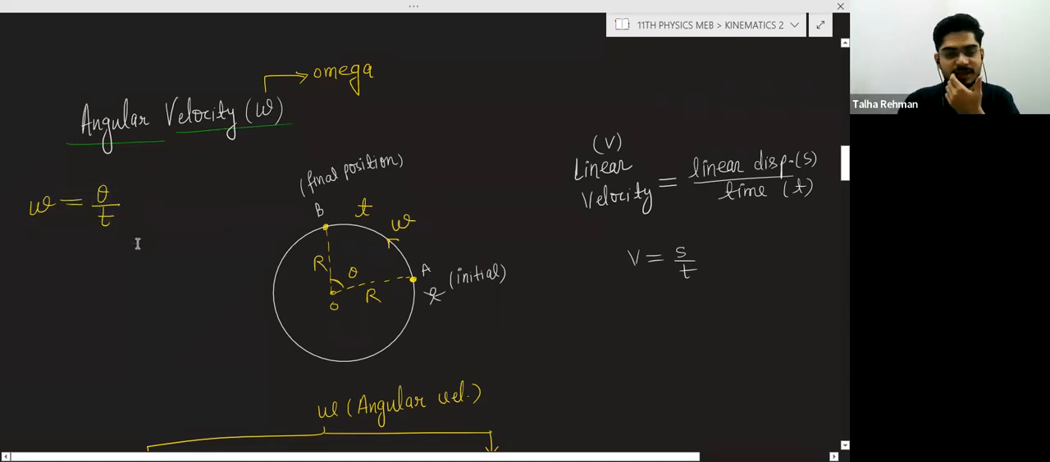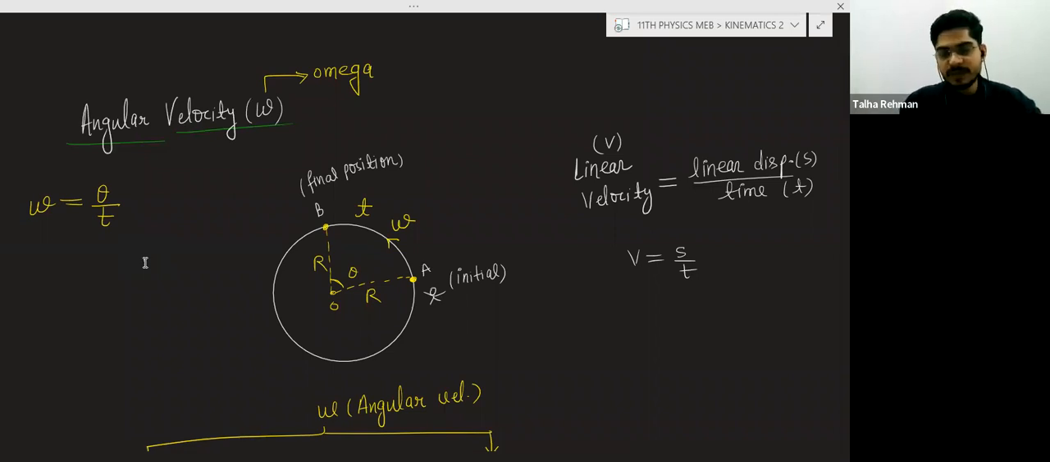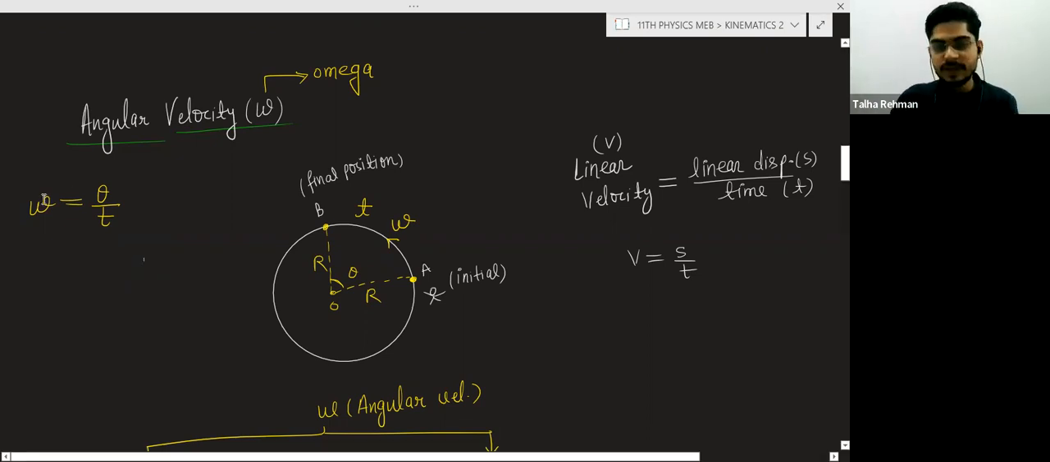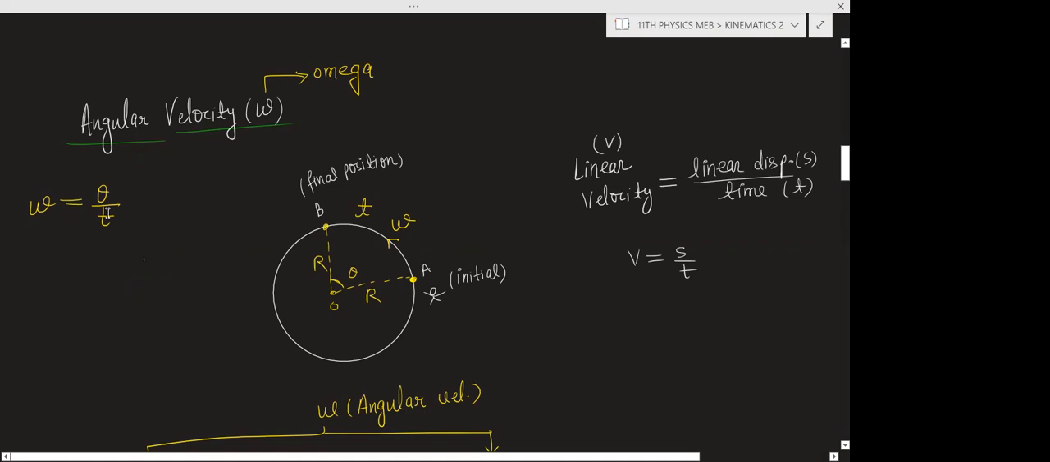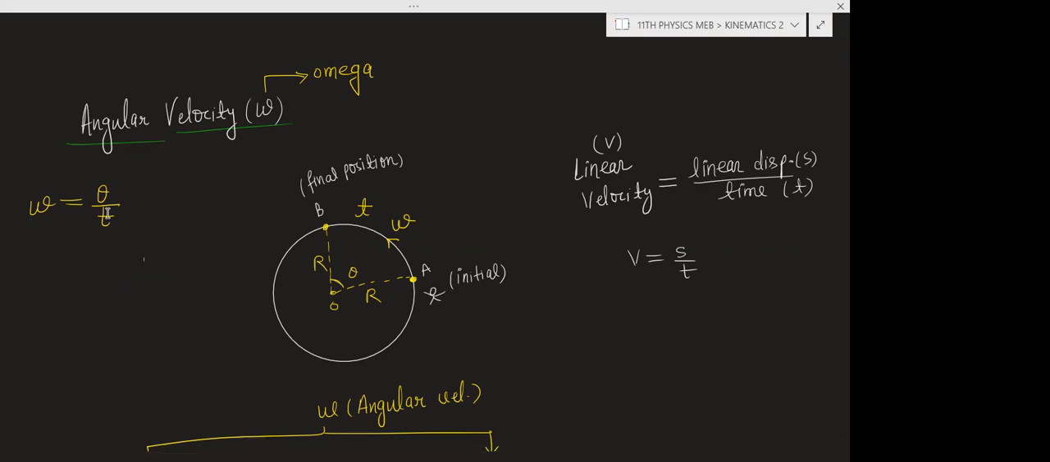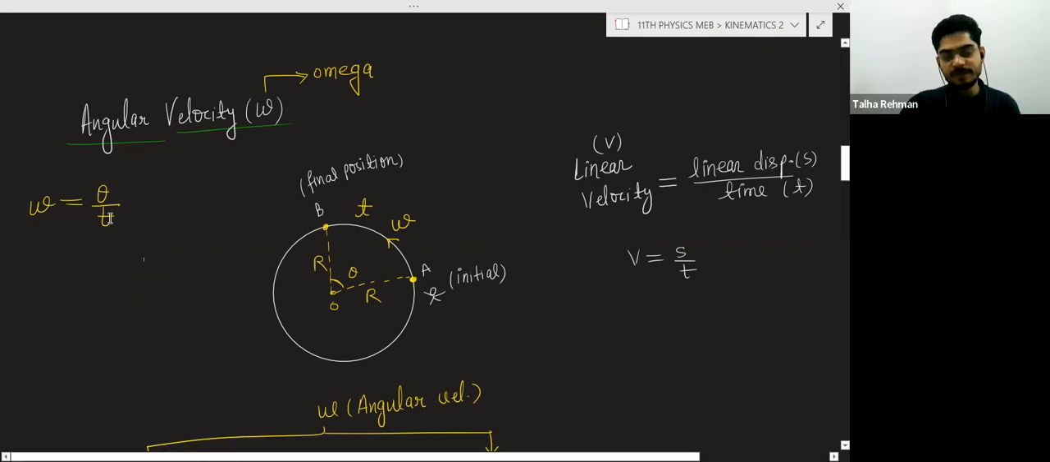Like we say the velocity is equal to displacement divided by time. Basically, angular velocity is equal to the angular displacement divided by time. This is clear? Yes. Okay. Angular velocity is equal to angular displacement divided by time.